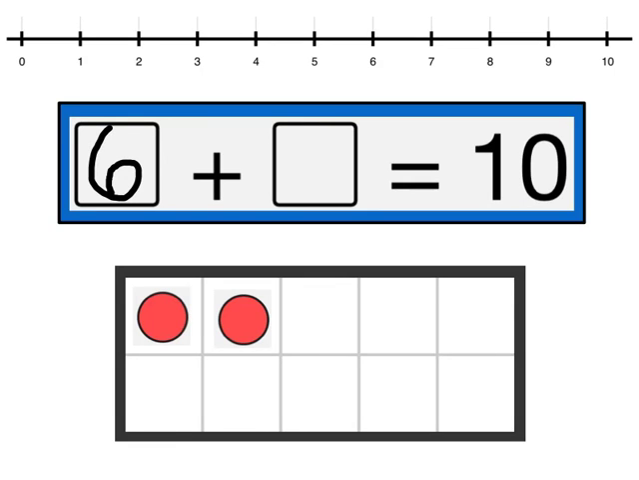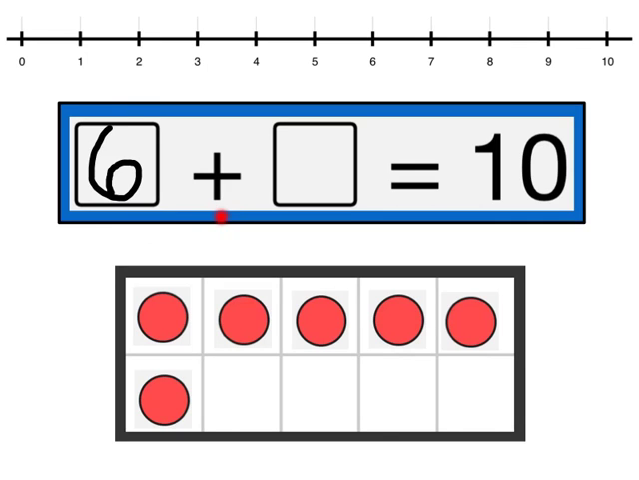And I see on our 10 frame that it's broken down into 2 groups of 5. So I'll fill the top row and add 1 here for a total of 6. And that matches our first partner. Now, this means I need to add more for a second partner or group so that altogether we will have 10 objects.